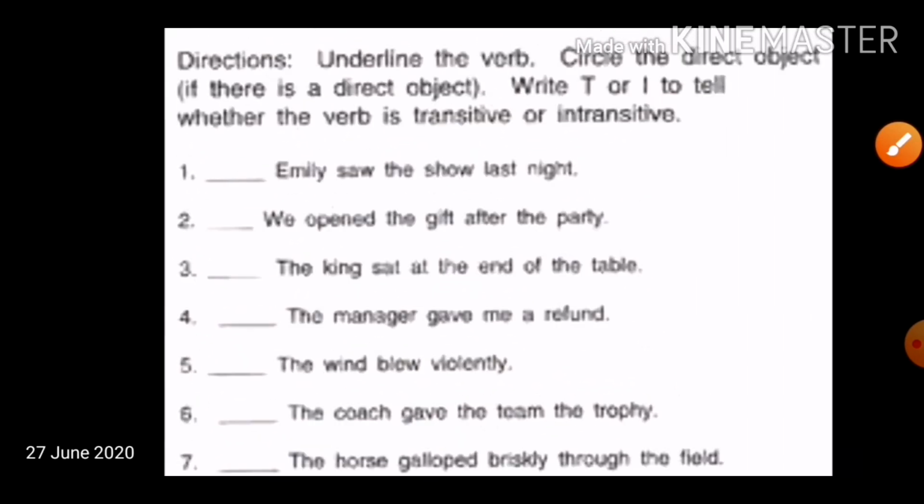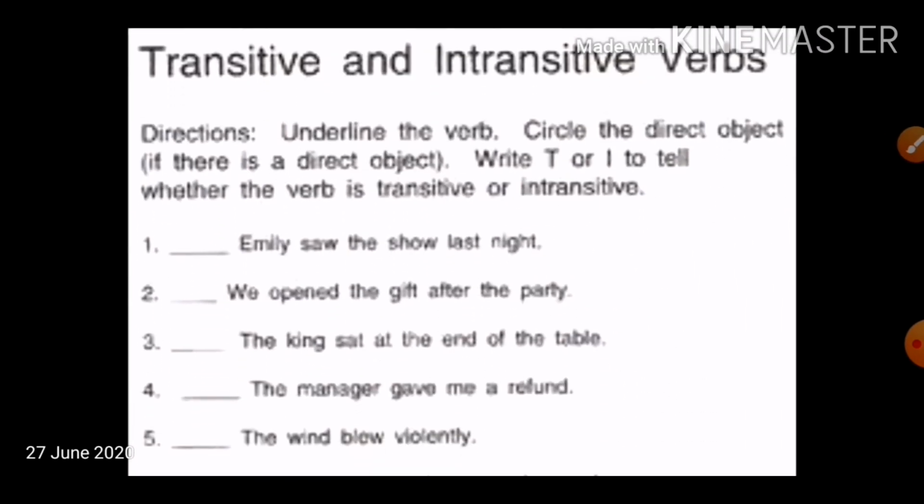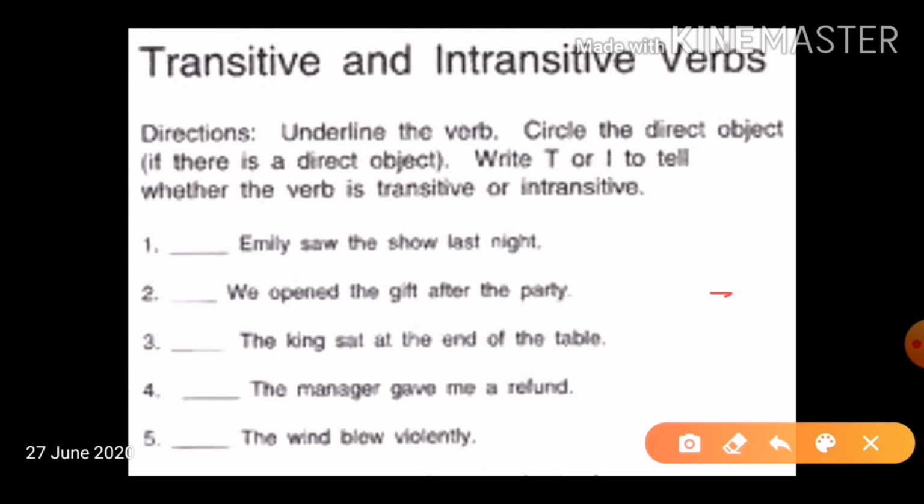So there are some sentences for you. It's an exercise. You have to do it and send it to me on my WhatsApp, or upload it on the school portal. Underline the verb. Circle the direct object, if you see a direct object anywhere. If it is a transitive verb, write T, and if it is an intransitive verb, write I. I will do one for you. First you have to find the verb. Saw is the verb, so underline it. Then circle the direct object. The show is the direct object. Emily saw the show last night.